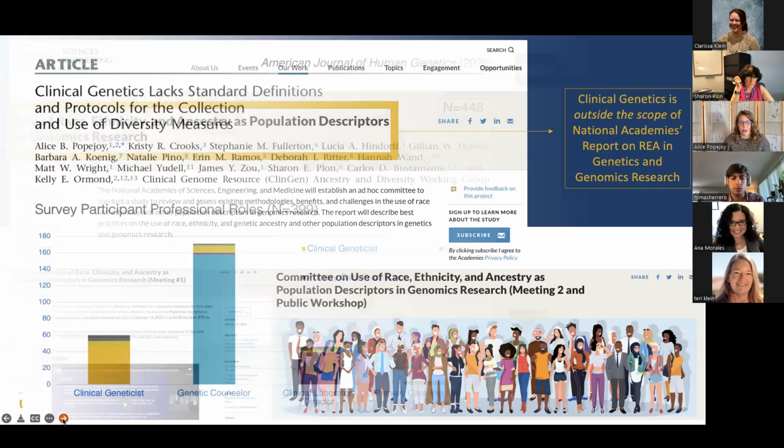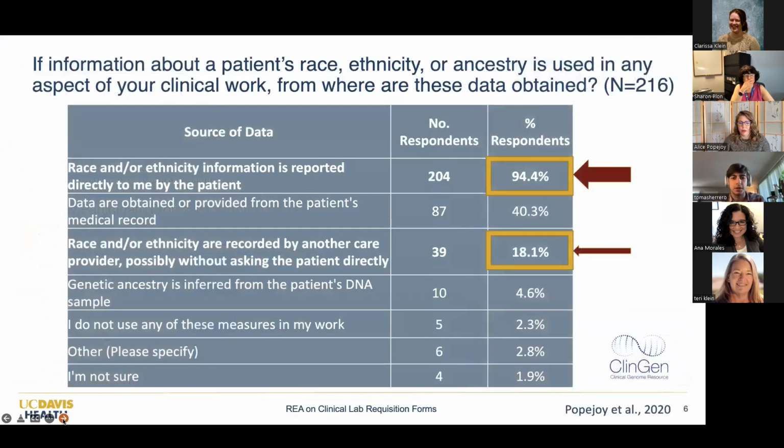descriptors and how people are thinking about them in clinical genetics. This is through the working group. And when we ask people what type of information they use about their patients, the vast majority said that race and or ethnicity is reported to them directly by a patient. 18% said that this is recorded by another care provider, possibly without asking the patient directly. So even though a lot of folks are thinking about genetic ancestry, and maybe people who are doing clinical research are inferring some genetic ancestry and trying to look at how that might function in a clinical setting, that's really not the standard practice right now.